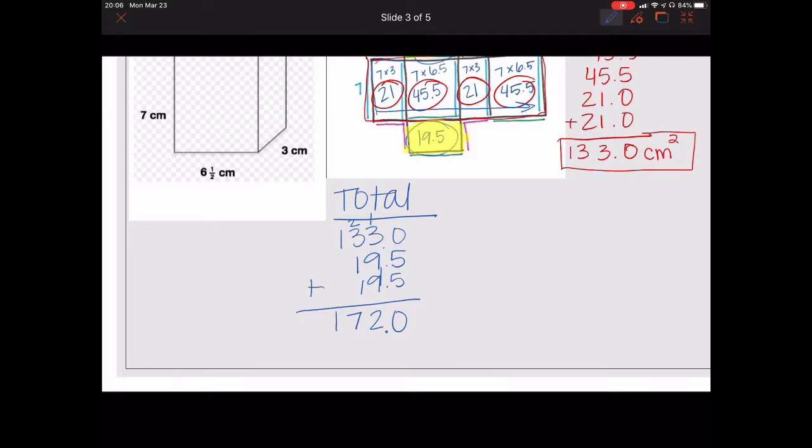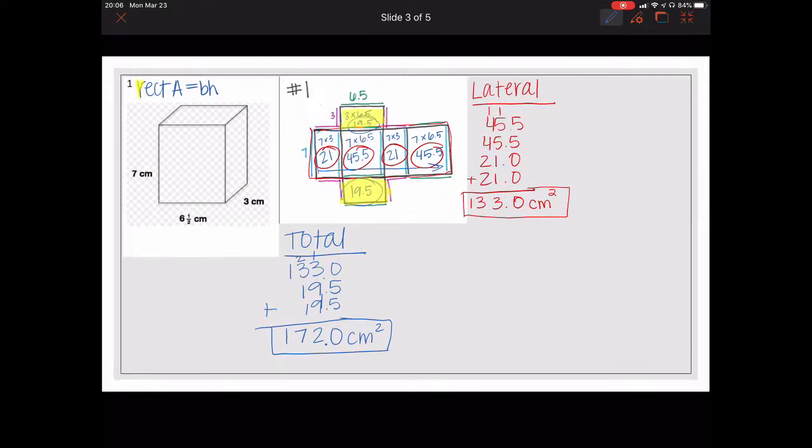And bring my decimal down. Centimeters squared, 172 centimeters squared is our total surface area.